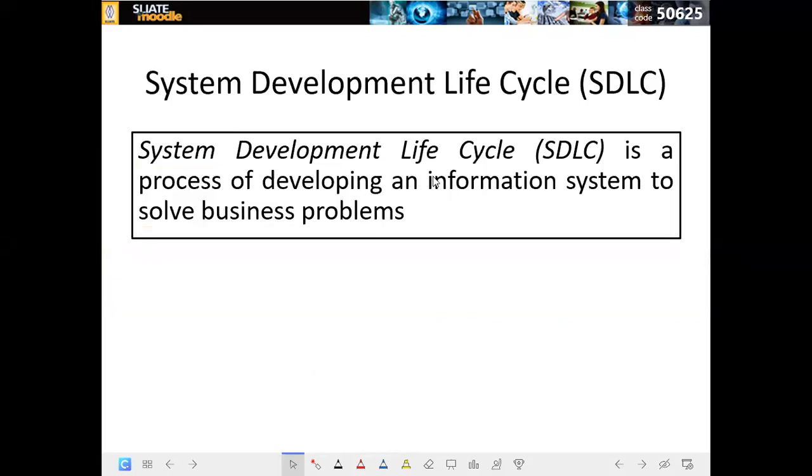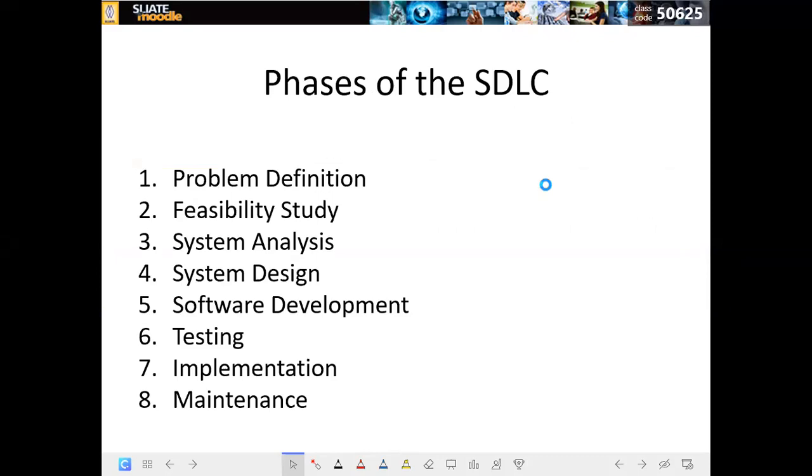So the system development life cycle, this is the definition. Then we talk about there are some phases or stages that we have to go through when we are going to develop a computer application or computer system, or briefly we can say a system for an organization. So these are the stages.